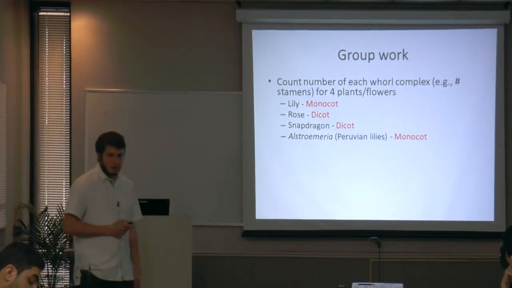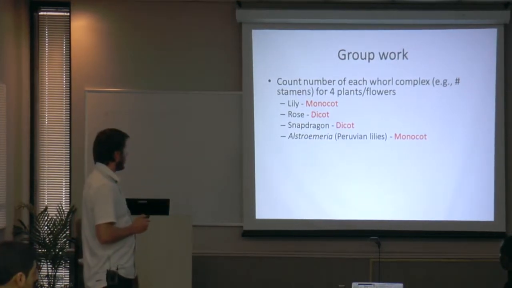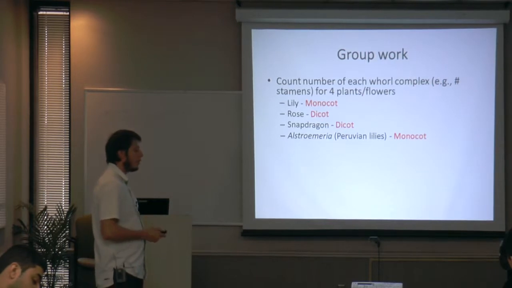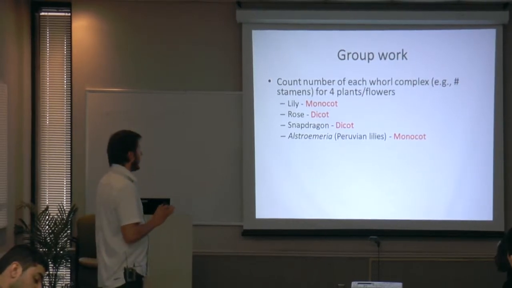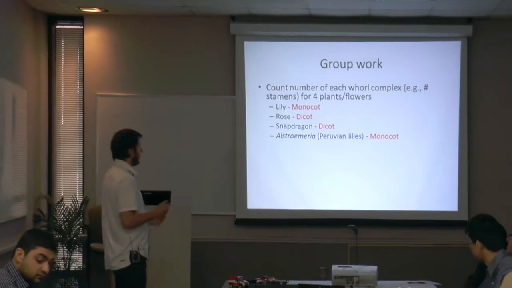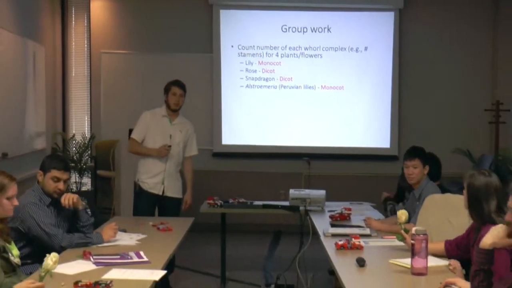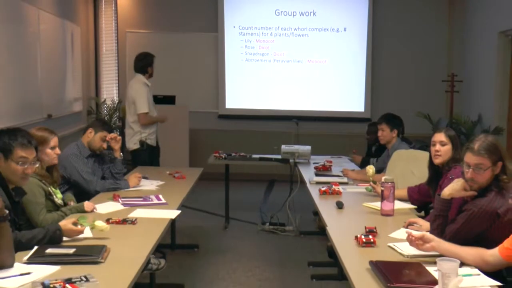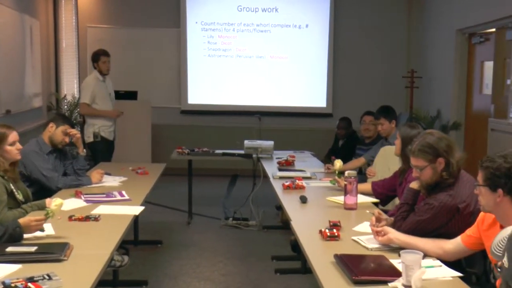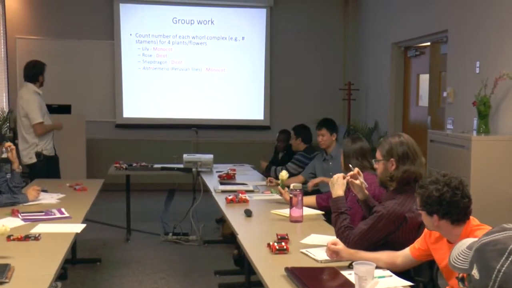So, for today's activity, we have 4 different flowers, and I want you to count the number of each part. So work in pairs and count the number of stamens. There's one group that has the lily, the big pink one down there. It's a monocot. The roses are dicots.